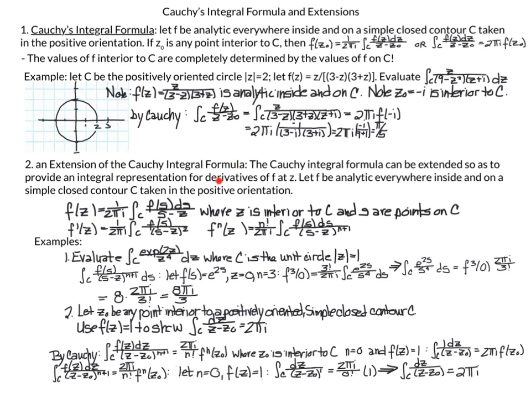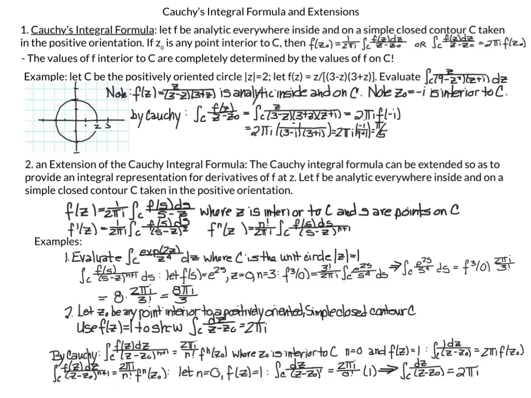The next thing we did was an extension of the Cauchy integral formula. We looked at how to evaluate derivatives of f at a point z that's inside the simple closed contour. And we had this integral representation of that. So here's our regular Cauchy integral formula. And then for our derivative, f prime of z, we have that equal to 1 over 2 pi i integral over C of f of s over s minus z squared. And for the nth derivative evaluated at z naught, we have n factorial over 2 pi i integral over C of f of s ds over s minus z to the n plus 1.